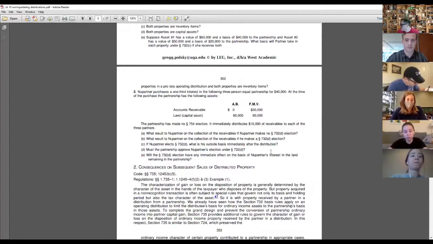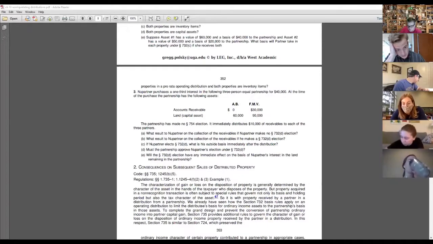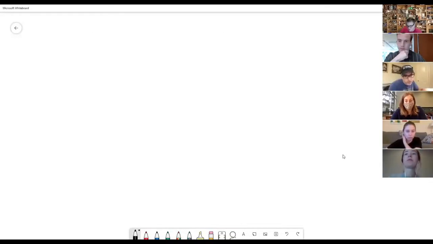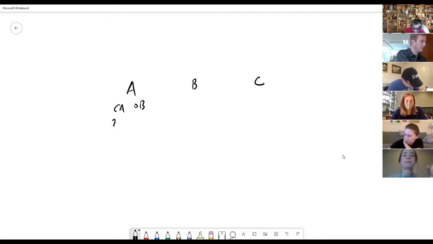So we've got a new partner here buying a 1/3 interest. So we can sort of take this from the top. We have a 3-person partnership before a new partner comes in. So you've got A and B and C, and they each contribute 20 of cash. So they each have 20 of capital account and outside basis.